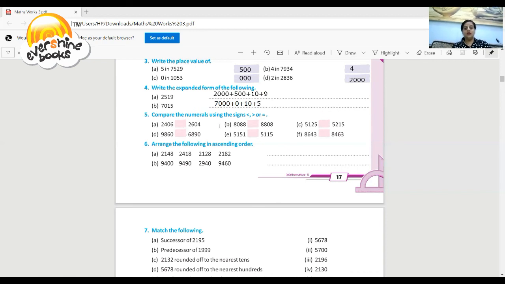Now compare the numerals using the sign. We are going to use the sign here. See, 2000, 2000, 400, 600. So we get the answer that 600 is more than 400. Okay, 8000, 8000. Okay, 0, 100 and 800. So we get the answer. We will stop here and mark the greater one. 5000, 5000. Okay, they are equal. Then 100, 200. So we get the answer. 200 is more than 100.